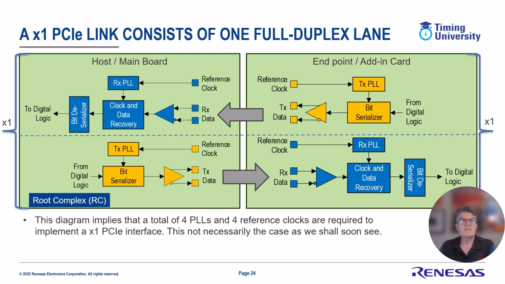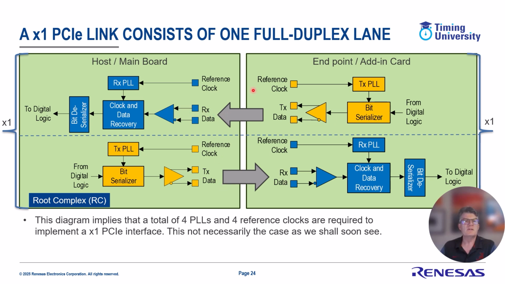So the basics of a PCI Express interface: there's the link, and the link is composed of lanes. The smallest link, therefore, is one full duplex lane, which is shown here where we have a by one on the root complex or the host main board, where we have a receiver channel and a transmitter channel. And then on the endpoint plug-in, we have a transmitter over here and a receiver channel as well. And the data flow is shown by the gray arrows.